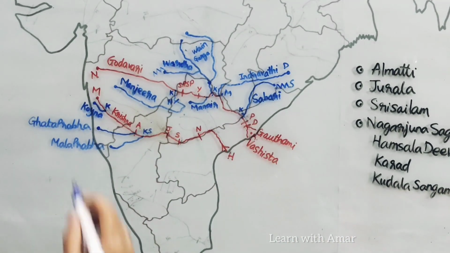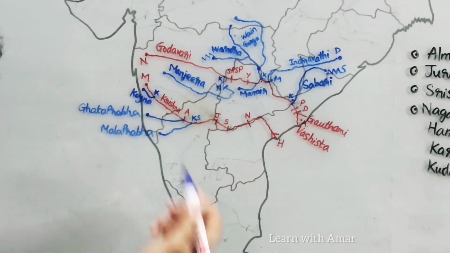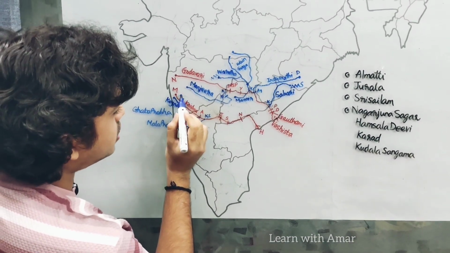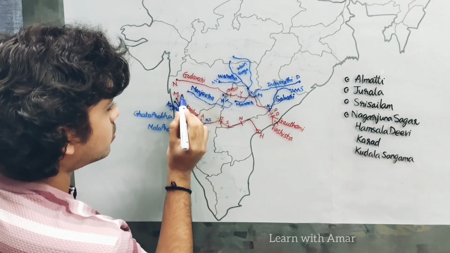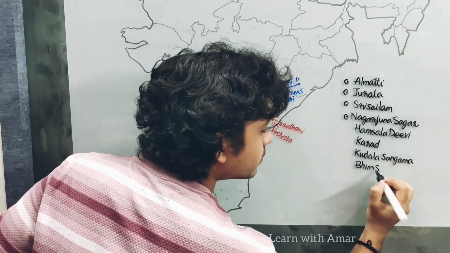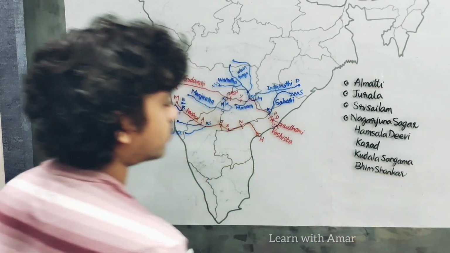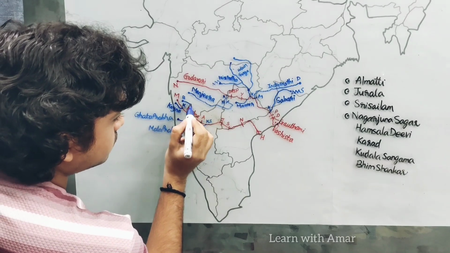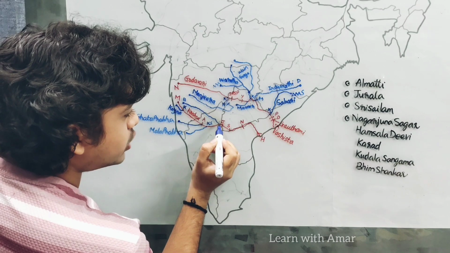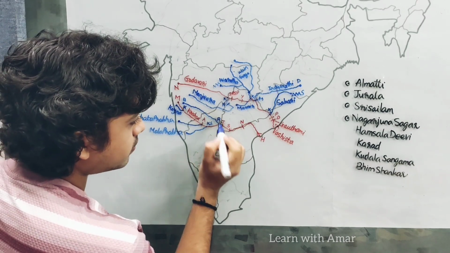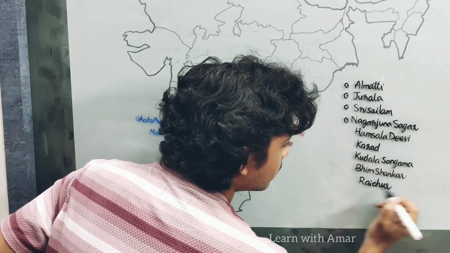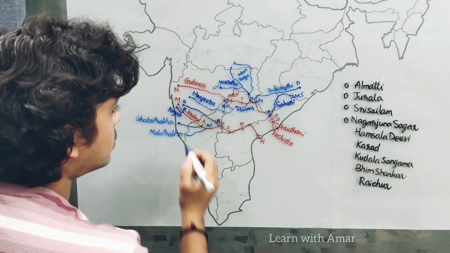Right. Then we come to the longest tributary of Krishna, which is a left bank tributary. It is Bhima. The river Bhima originates at Bhim Shankar in Maharashtra. It flows through Maharashtra, Karnataka, and then it joins the Krishna at Raichur. Right? So this is Bhima.